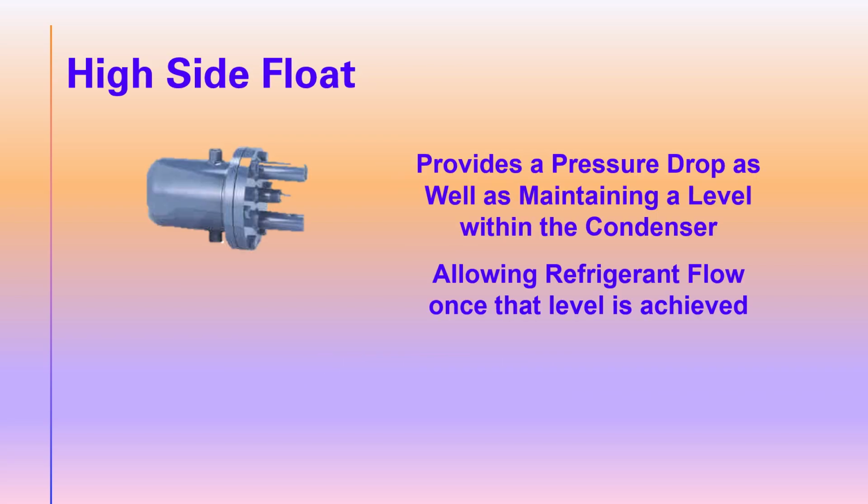Here we have the high side float, which is mainly used in larger industrial equipment. Now this provides a pressure drop as well as maintaining a level of refrigerant within the condenser that allows the refrigerant to flow once that level has been achieved.